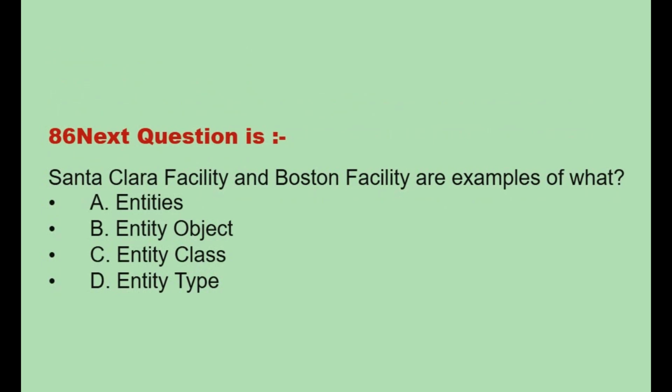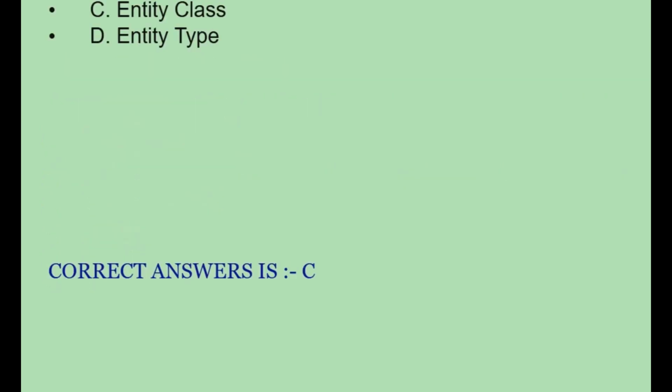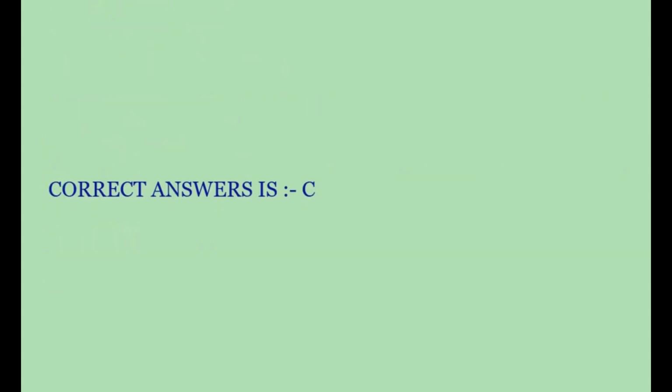Question is, Santa Clara facility and Boston facility are example of what? Option A, entities. Option B, entity object. Option C, entity class. Option D, entity type. Correct answer is option C.